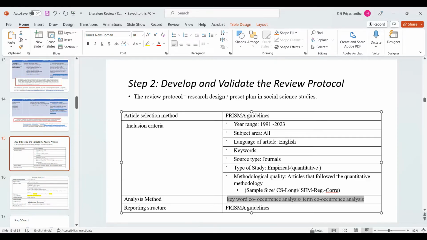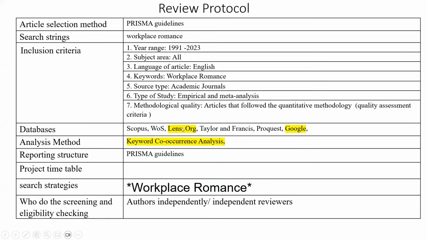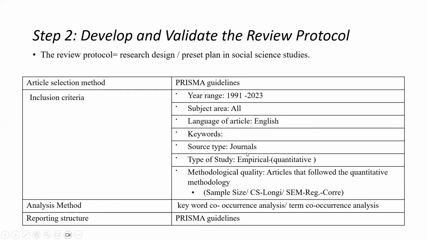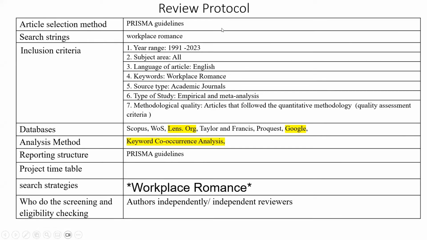Then another one, this is the common one, right? This is the one I'm going to use for workplace romance, right? The Prisma guideline, and the search string that I'm using is only workplace romance, 2 words, 2 terms, right? So here, these are the inclusion criteria. And for databases, we can use Scopus, Web of Science, Taylor and Francis, Emerald, Lens.org, Dimensions, PubMed, Cochrane, right? So there are so many databases, right?